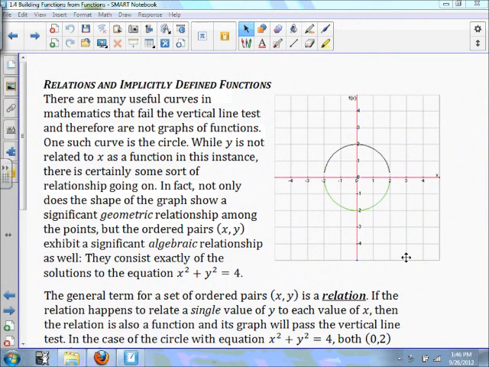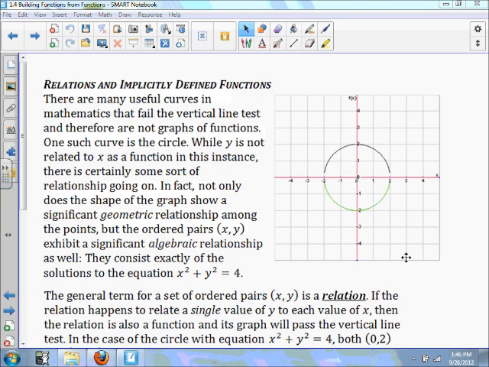In this video, we're going to talk about relations and implicitly defined functions. Now, there are many useful curves in mathematics that fail the vertical line test and therefore aren't functions. One such curve is a circle. While y is not related to x as a function in this instance, there is certainly some sort of relationship going on. In fact, not only does the shape of the graph show a significant geometric relationship among the points, but the ordered pairs x, y exhibit a significant algebraic relationship as well. They consist exactly of the solutions to the equation x squared plus y squared equals 4.